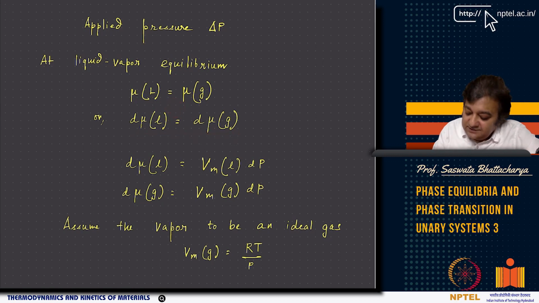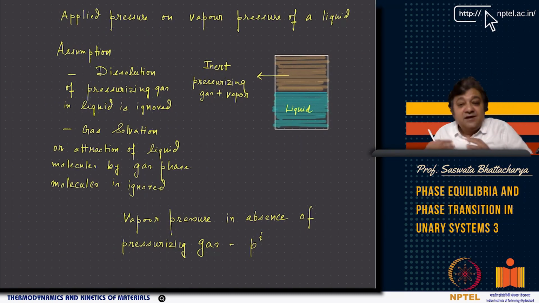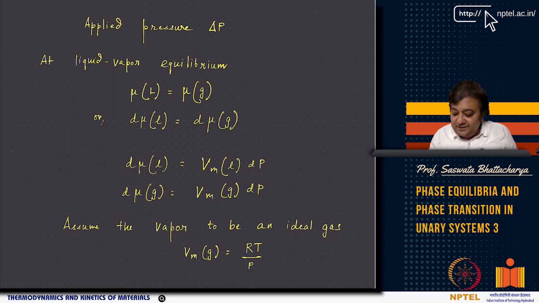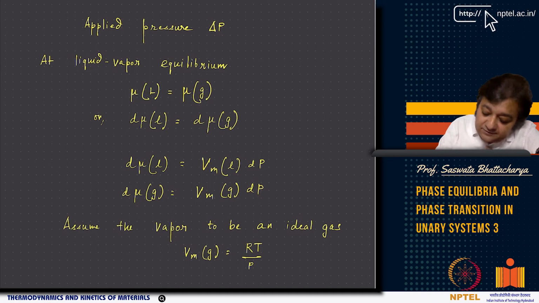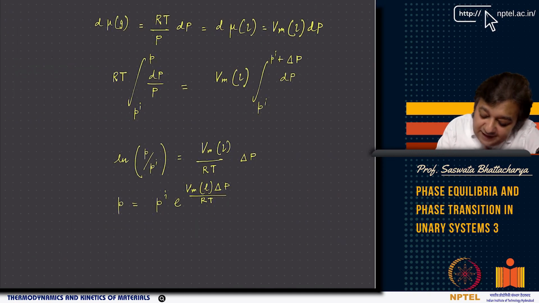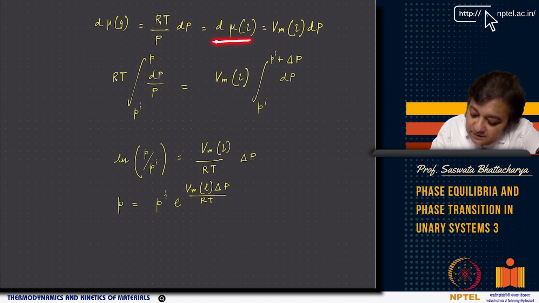Now, d mu L is Vm liquid dP, and d mu G is Vm gas dP, right? Now, assuming the vapor phase on the liquid to be an ideal gas, often that's a valid assumption, Vm can be written as RT by P. So if it is an ideal gas, then obviously Vm is RT by P. Now you have the change in mu for the gas phase, which is RT by P dP, which is equal to the change in molar free energy or chemical potential of the liquid phase, because at equilibrium they are equal, which is equal to VML dP.